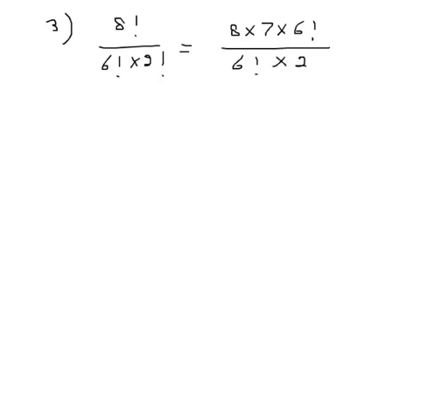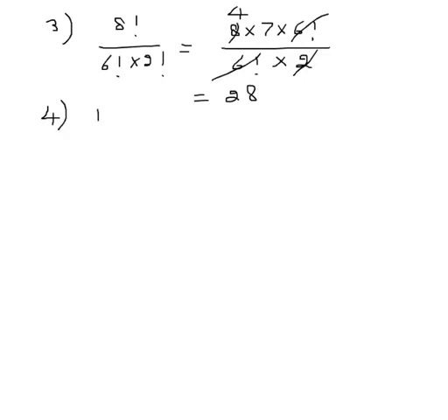Third question, compute 8 factorial divided by 6 factorial times 2 factorial. I can write this 8 factorial as 8 into 7 into 6 factorial, so that I can cancel 6 factorial, and 2 factorial is 2. The answer is 28.